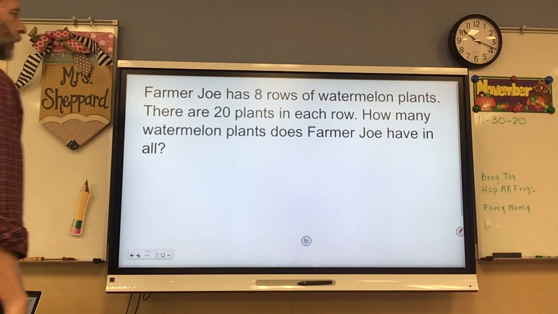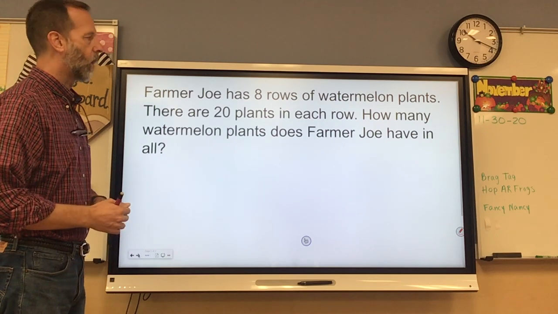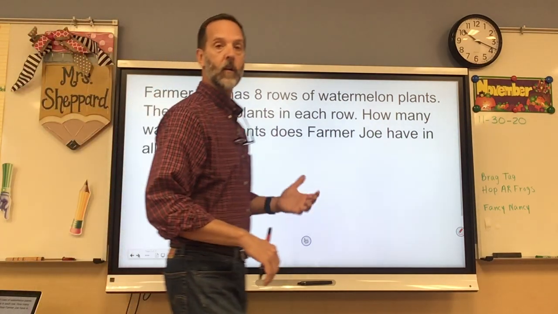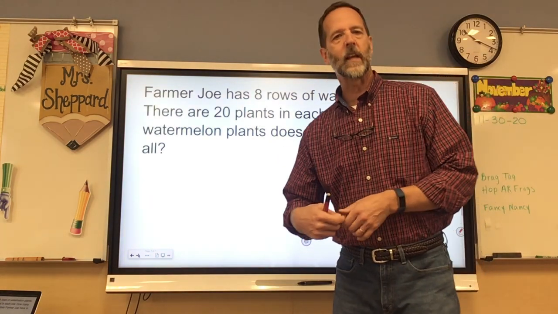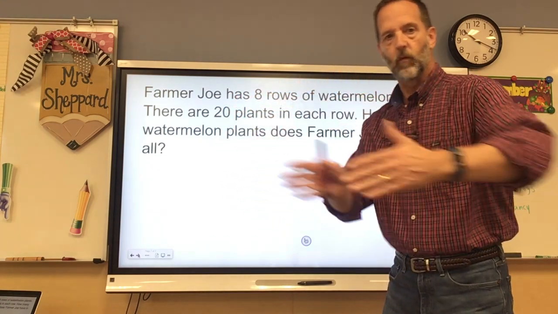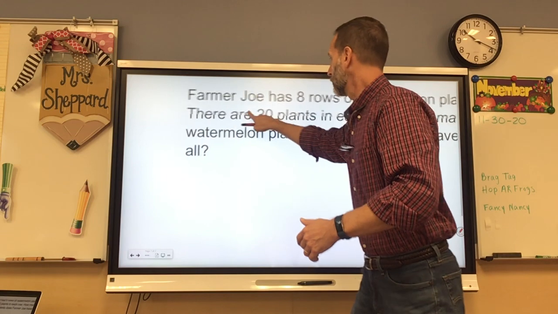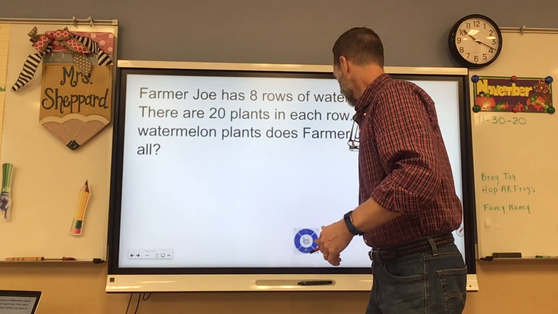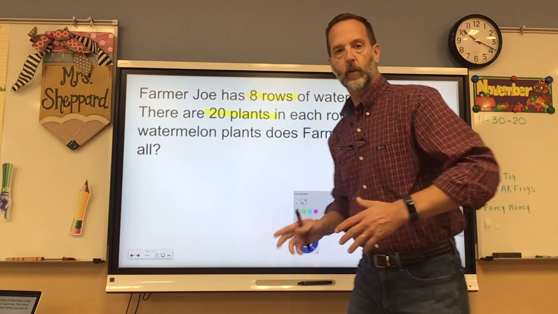Last one. Farmer Joe has 8 rows of watermelon plants. There are 20 plants in each row. How many watermelon plants does Farmer Joe have in all? Okay? Now, we've got a bigger number thrown in there, and I did that on purpose. All right? Still think about the problem and what it's telling you. Farmer Joe has 8 rows, right? 8 rows. What's in the first row? 20 plants, 8 rows.